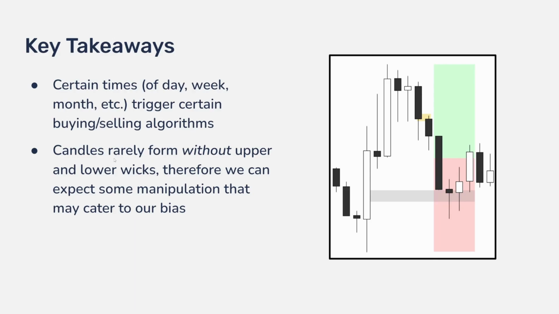And we also know that candles rarely form without upper and lower wicks. Therefore, we can expect some manipulation that may cater to our bias. So this whole time where we're looking at market structure breaks and then price opens for a new half-hour or hourly candle, we can expect some manipulation to create that local high before continuing lower to complete our higher time frame bias. But anyway, I hope this was a sufficient demonstration.